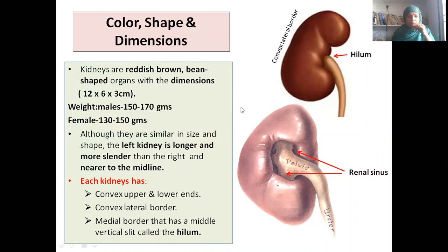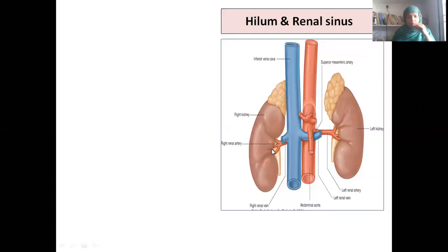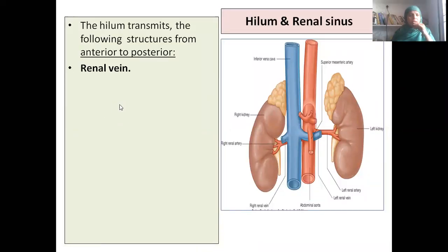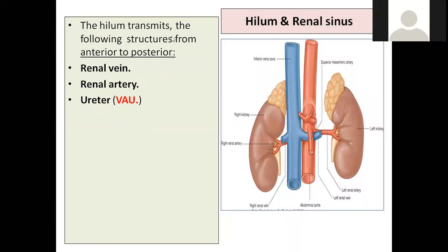So what do we find in the hilum? You are finding three structures: renal artery, renal vein, and what can be this which is going down? Ureter. Very good. Excellent. The hilum, as you already told me, has three structures. The hilum transmits the following structures from anterior to posterior.